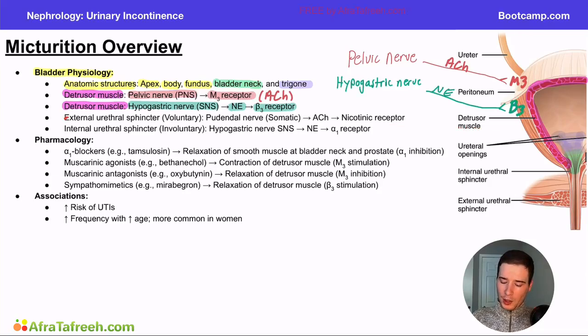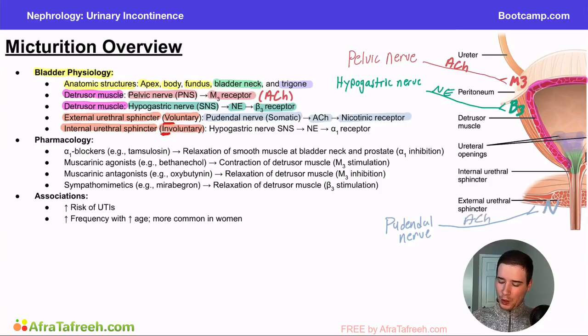Then we're going to look at some other key important muscles, one of which is the external urethral sphincter. This is under voluntary control. And then we have the internal urethral sphincter, which is under involuntary control. So voluntary control versus involuntary control. This is very important as well. These have two different nerves that are innervating them. For the external urethral sphincter, it's innervated by the pudendal nerve, which is under somatic control, releasing acetylcholine to nicotinic receptors. So we would see this acting more at the external urethral sphincter, and I'll put an N here for the nicotinic receptor.